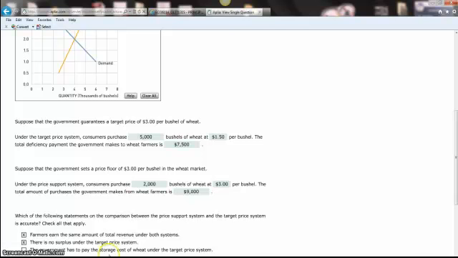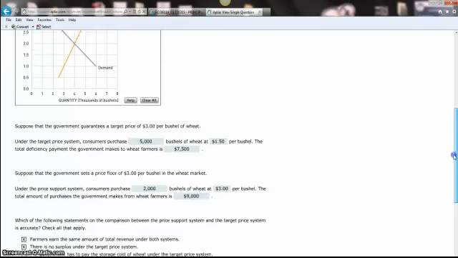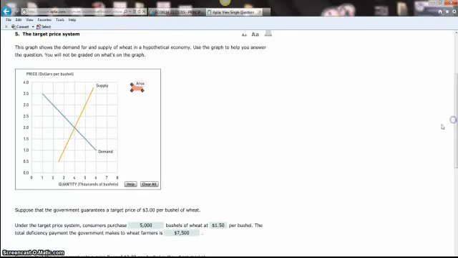Now, the statement that the government has to pay storage cost of wheat under the target price system is not true, because the government isn't actually going in and buying the surplus at this time. It's just going in and giving farmers a targeted price, in this case $3, for their particular product.